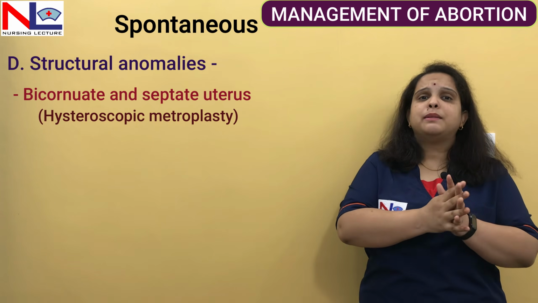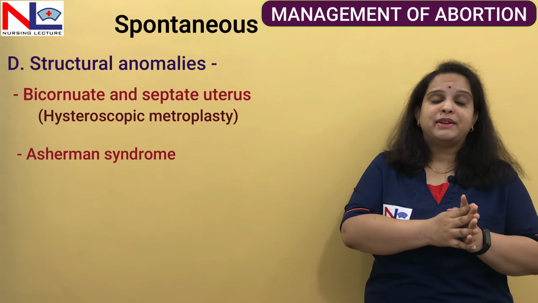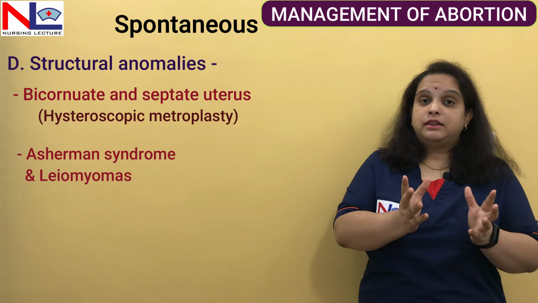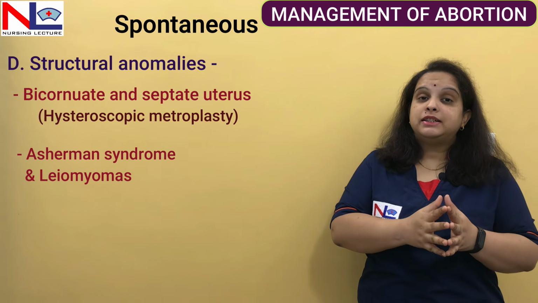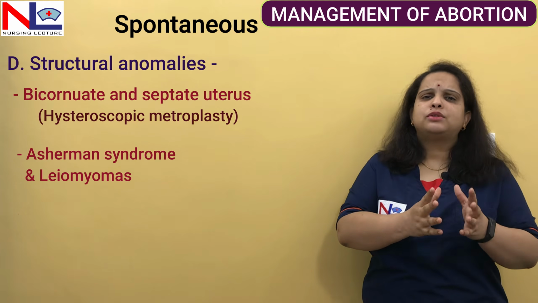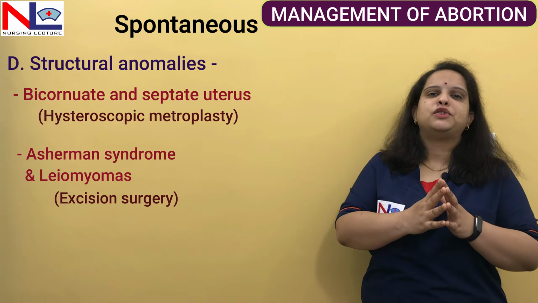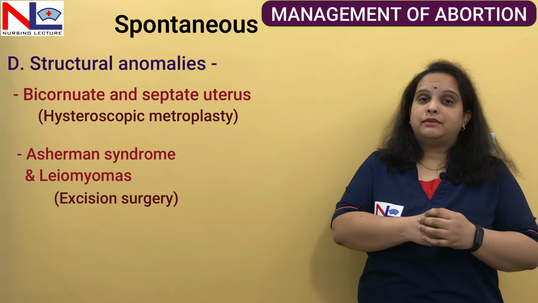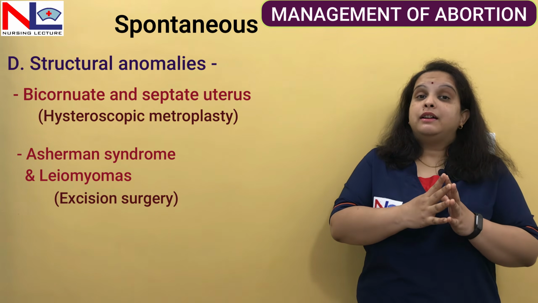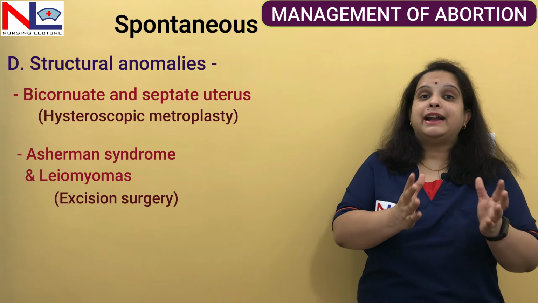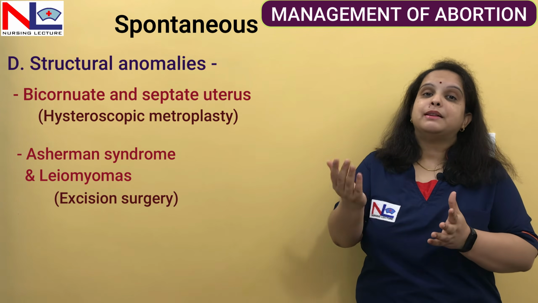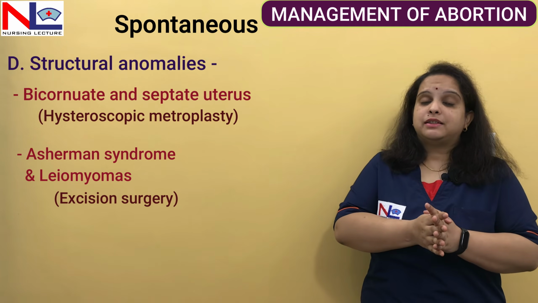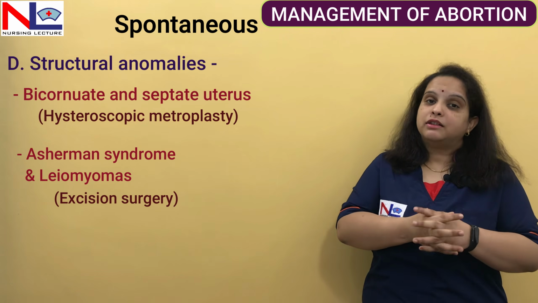And suppose the woman had Asherman syndrome, where there is more scar formation, or if she had fibroids, leiomyomas, then hysteroscopic resection or excision of these fibroids and scars could be done by means of surgical management, and that can improve the outcome in subsequent pregnancy. So the structural defects can be managed by surgeries.